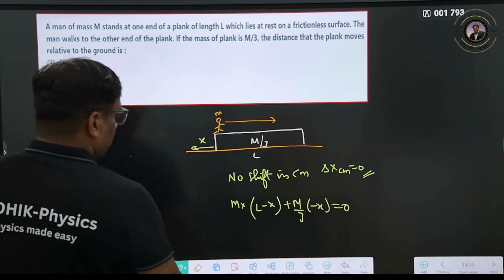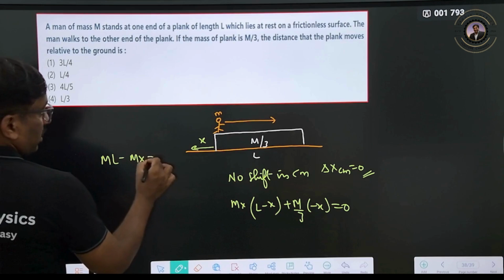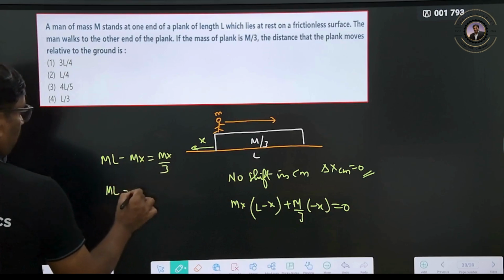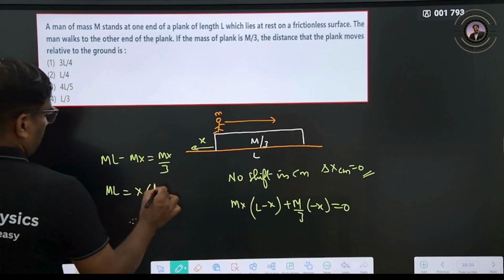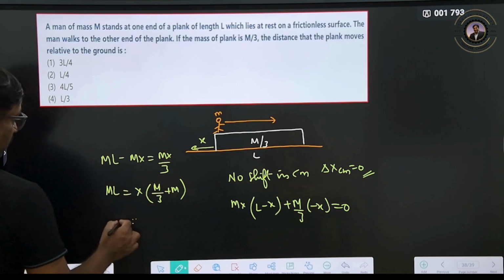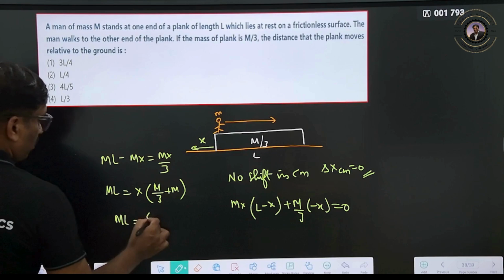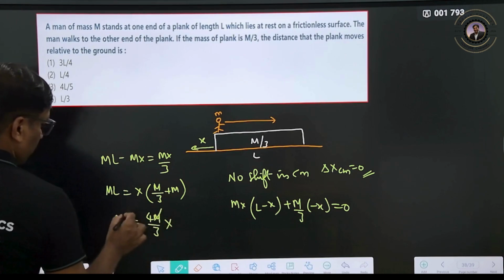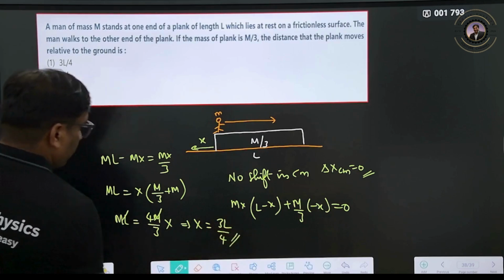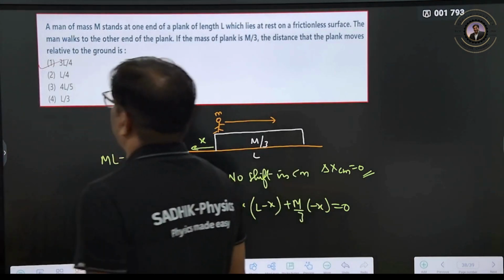Simplify. We get ml minus mx equals mx by 3. ml is equal to x taken common, m by 3 plus m, which is 4m by 3. So ml is equal to 4m by 3 into x. The m cancels out, so x is equal to 3L by 4. This will be your answer.